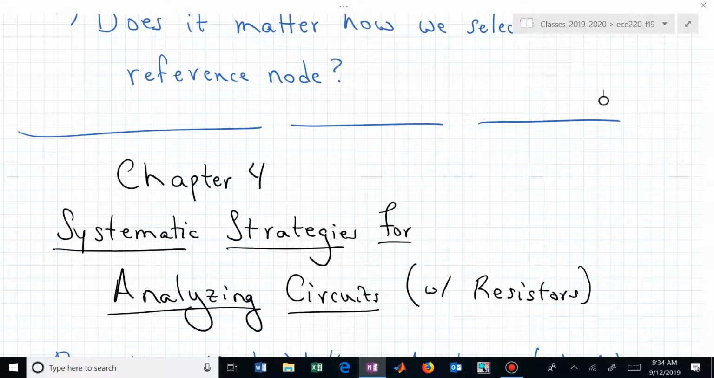Now we'll be able to use these same strategies with Z's instead of R's. Or we'll expand from R's to Z's. So in parentheses, I'm saying with resistors, that's really what you're playing with in Chapter 4, but the strategies themselves are universally applicable.